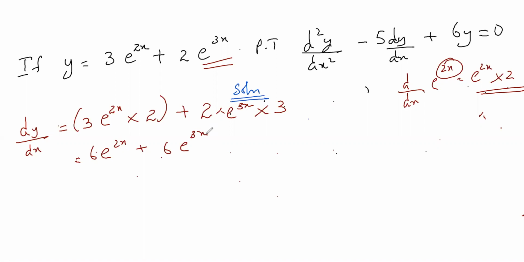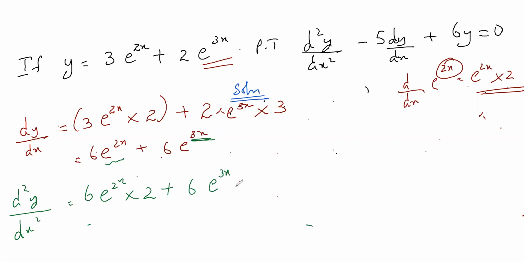Now again I want to differentiate this. So what I'll do, d square y by dx square. So 6 e power 2x, e power 2x into 2 plus 6 e power 3x. 3x differentiation is what? Into 3. Here it is 2x differentiation 2. 3x 3. Correct? So I'm getting it as what? 12 e power 2x plus 12 e power 3x.